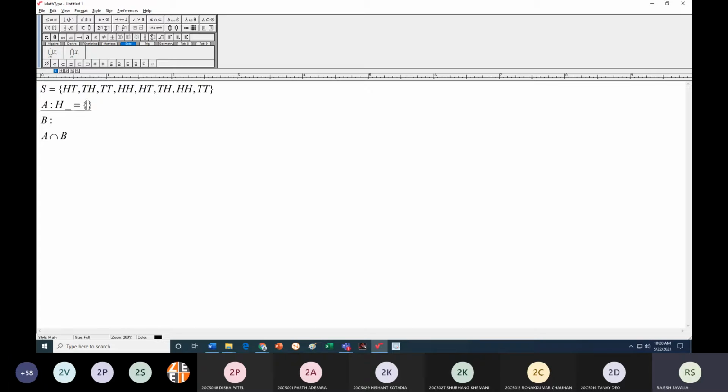So, what are the desired outcomes in event A? HT, HH, HT, HH. Next, event B says I am going to get head in the first coin and tail in the second coin. So the desired outcome in event B is HT and HT.